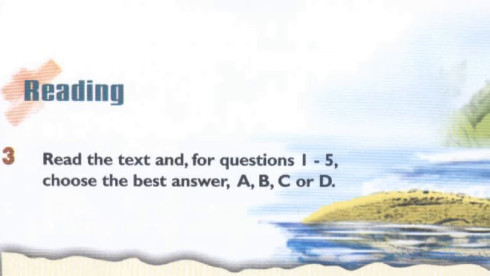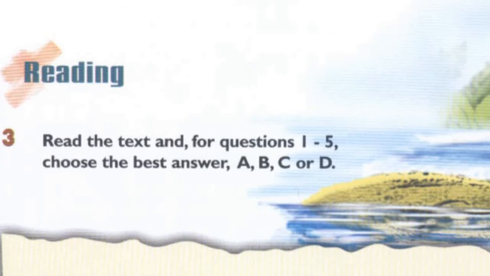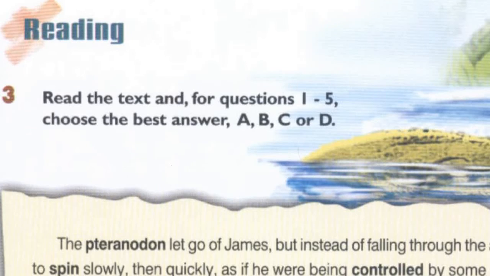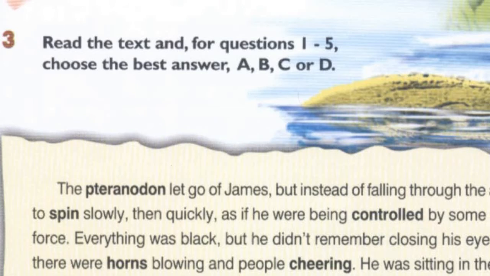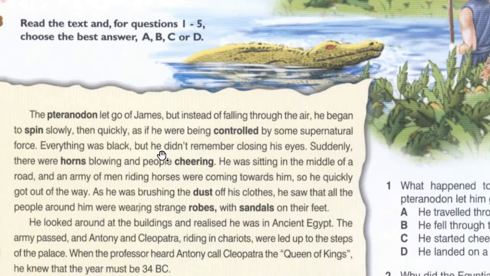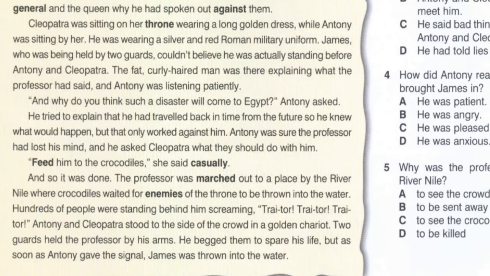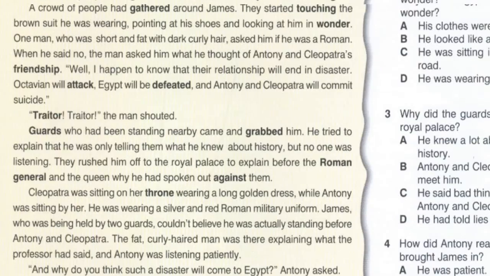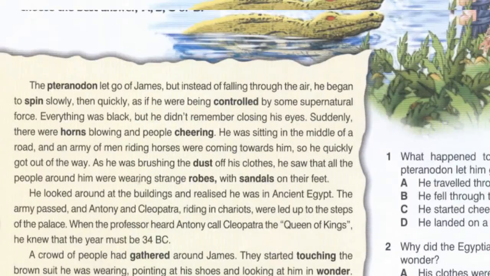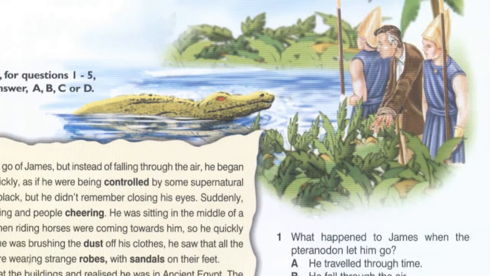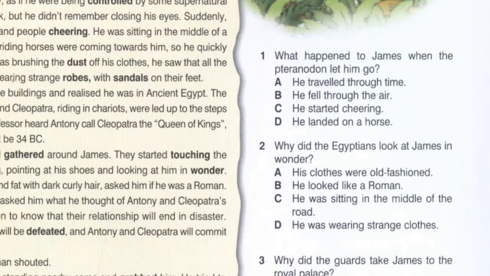Exercise number 3. Read the text, and for questions from 1 to 5, choose the best answer, A, B, C, or D. Okay, what I'm going to do, I'm going to play the audio again for you. Instead of reading the text, you can have the reading on your own and answer the questions. Try to answer the questions which are here. So listen again one more time.